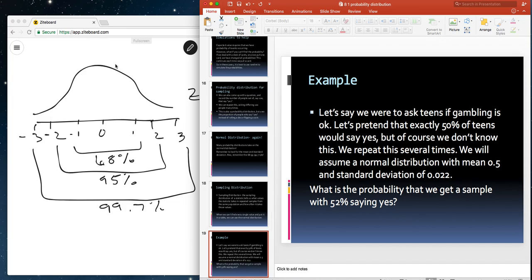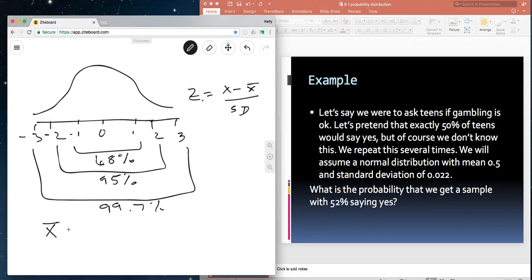All right, so let's say we are going to ask teens if gambling is okay. And let's say that we're pretending we know that exactly 50% of teens would say yes, it's okay. But we don't know this. This is something we're trying to figure out. So we repeat this survey over and over again, many, many times. We ask teenagers, hey, do you think it's okay to gamble or not? And they would either say yes or no, and we would record their answer. All right, so our normal distribution has a mean, or an x bar, of 0.5, and it has a standard deviation of 0.022.